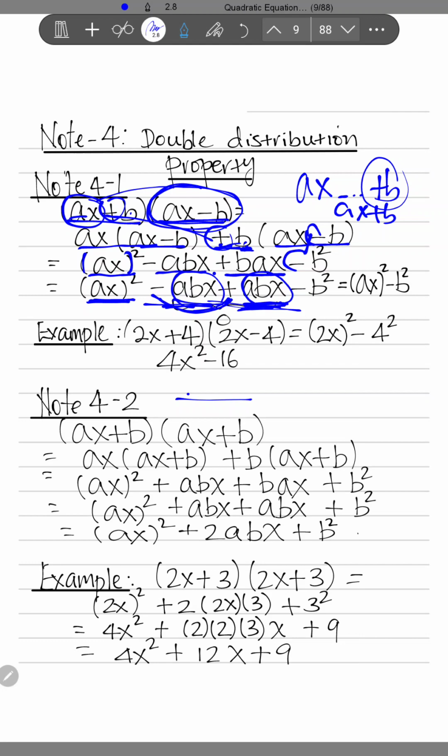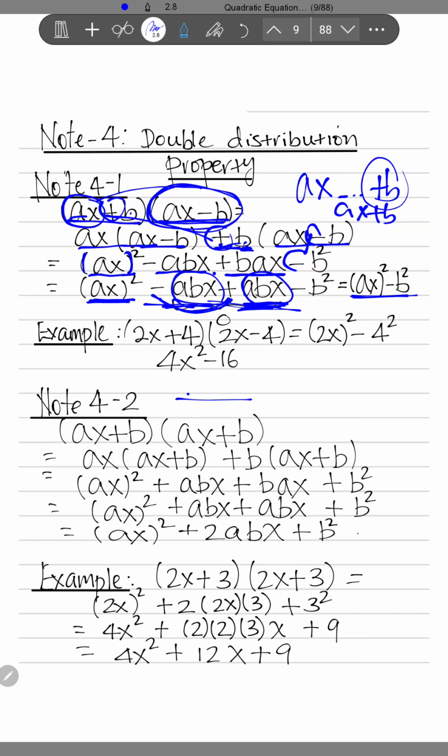So what we have is ax squared minus b squared. That is all we have. So we need to know the process of doing this one. For example here, 2x plus 4, 2x minus 4. We have a 2x here, 2x minus 4.